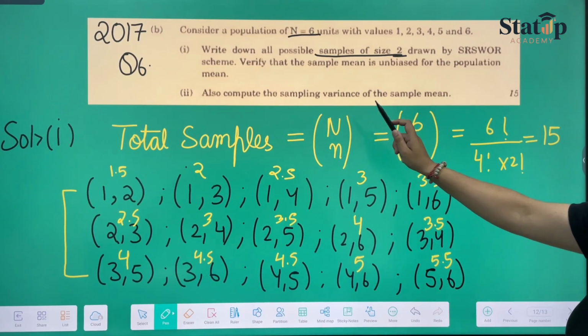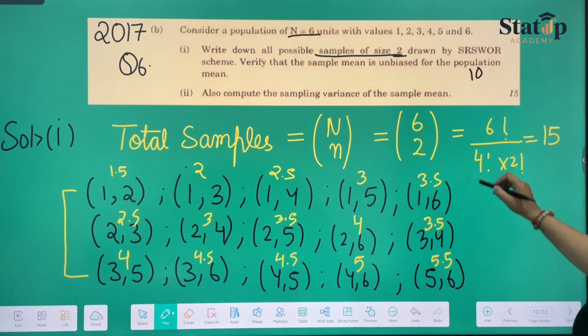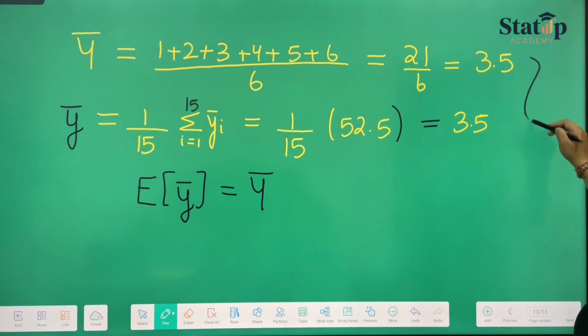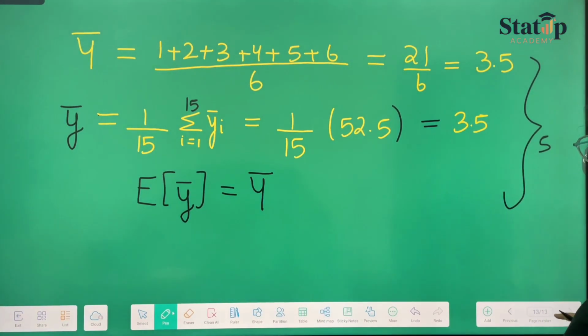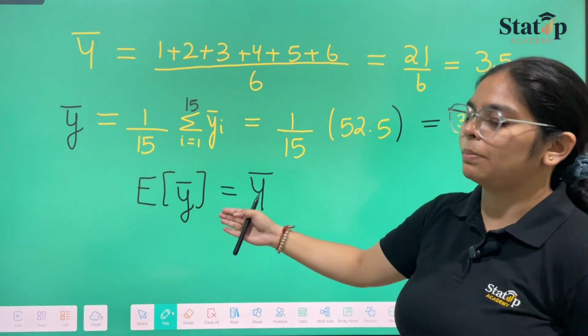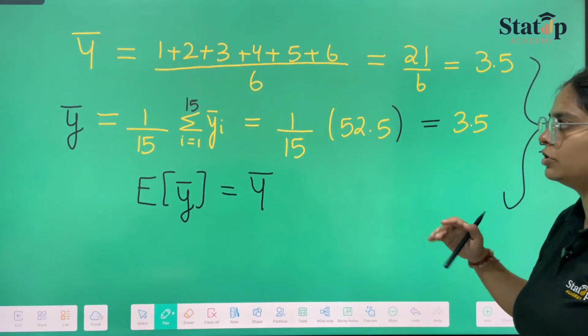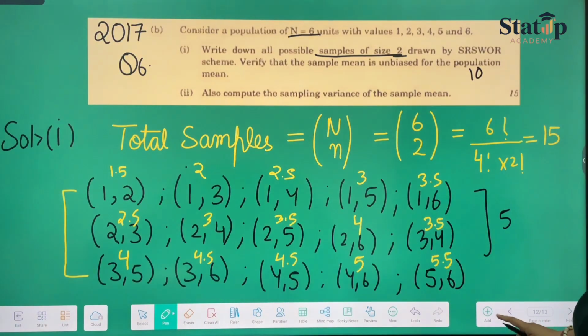Now moving towards the second part. This first part is of 10 marks: 5 marks for this and 5 marks for calculating this. We have done it very well. Now you can add some statements in between, as I said, like hence the sample mean is an unbiased estimator of the population mean, to make your answer much more beautiful.